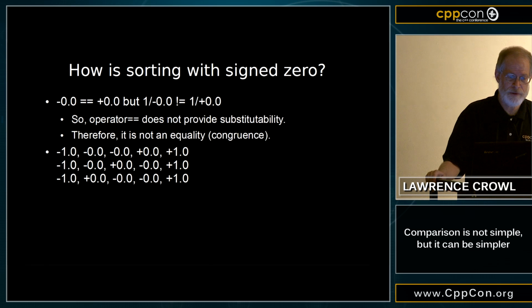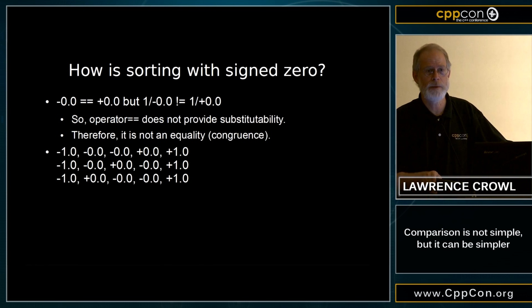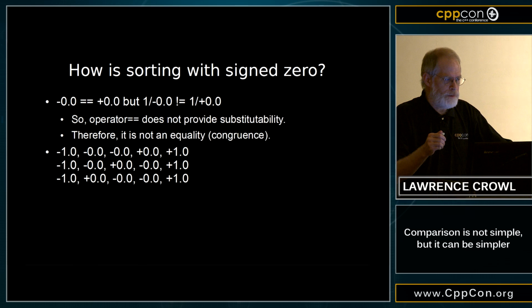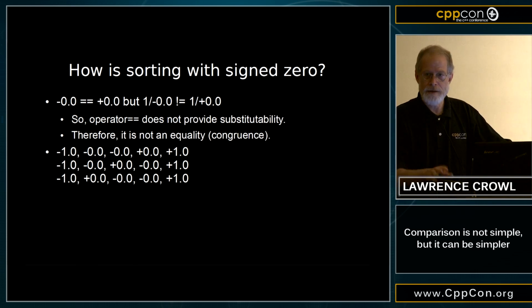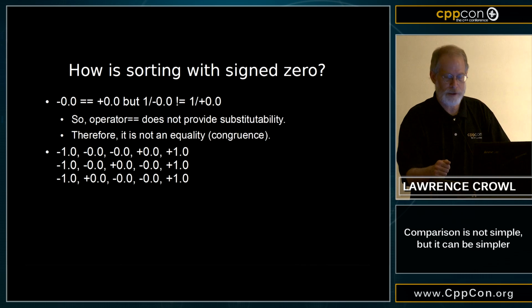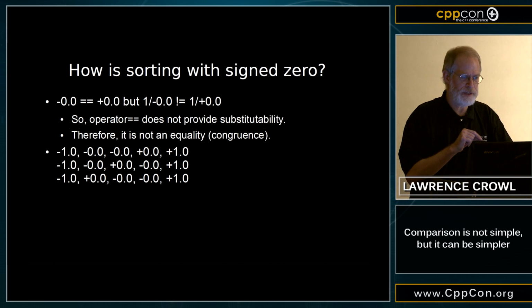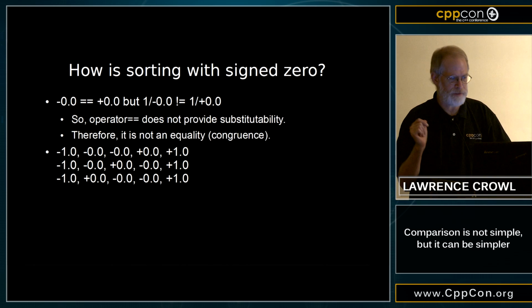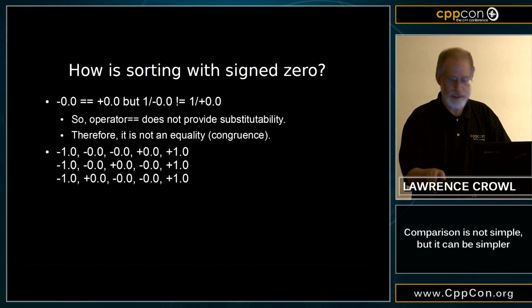Okay, so how is sorting with signed zero? Remember, IEEE floating point has both a positive and a negative 0. If you ignore NaN and assume that NaNs don't exist, then operator equals for floating point does deliver a strict weak order. But it does not deliver substitutability, because 1 divided by negative 0 is negative infinity, and 1 divided by positive 0 is positive infinity. So it's not an equality.